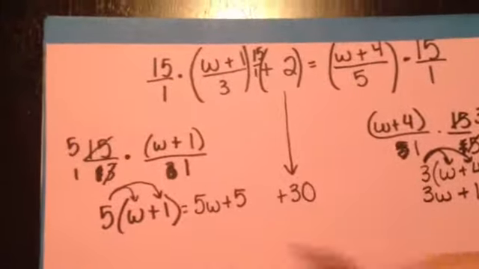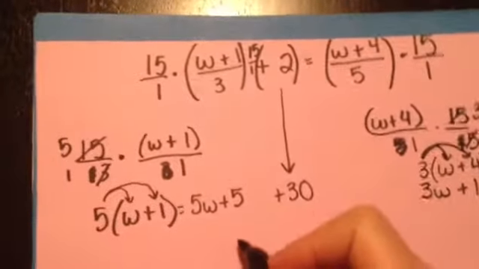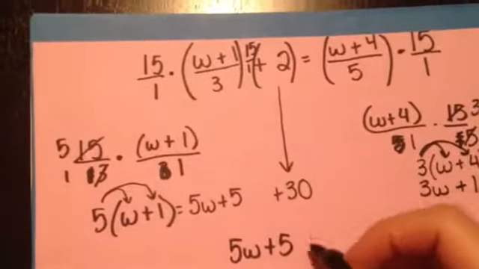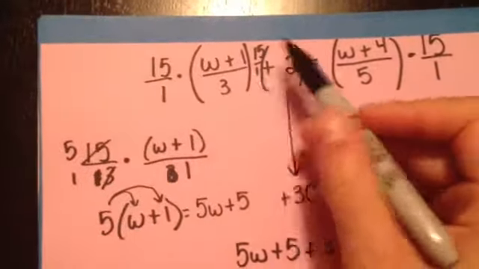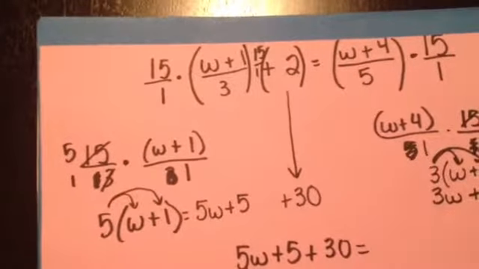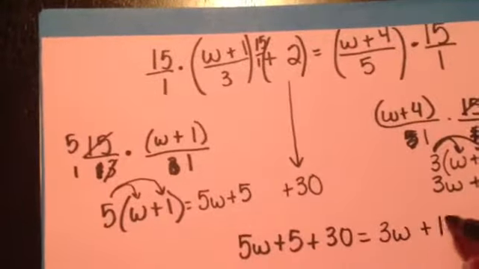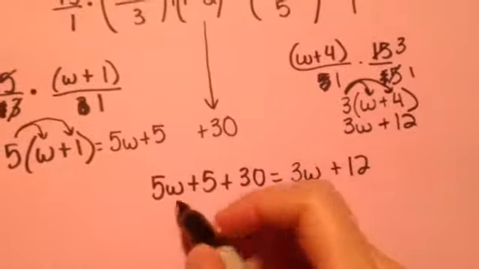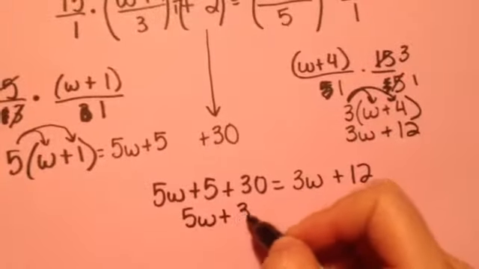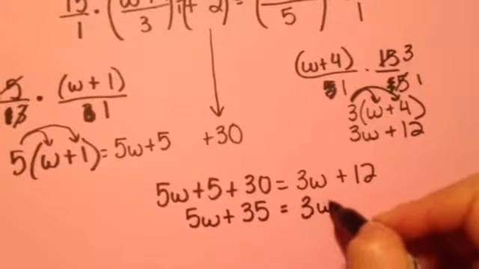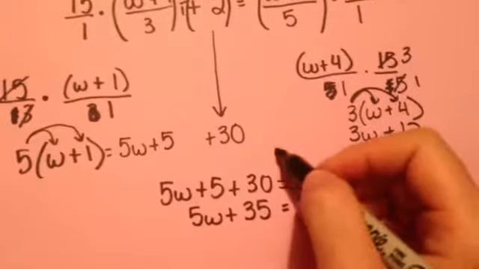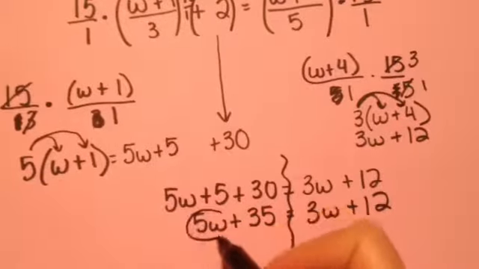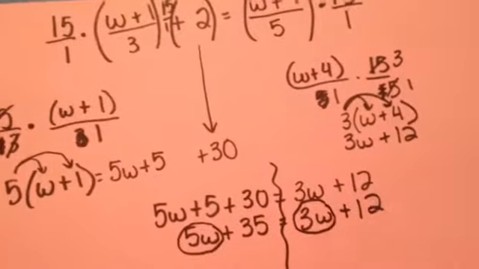Now let me rewrite all the pieces of my original equation. I have 5w plus 5, that came from this part, plus 30, that came from my positive 2, equals 3w plus 12. Now I'm ready to solve. I can combine my 5 and my 30 to get 35. So I have 5w plus 35 equals 3w plus 12. I'll draw my net so I can see I have two sides of the equation, and the 5w and 3w need to be combined.